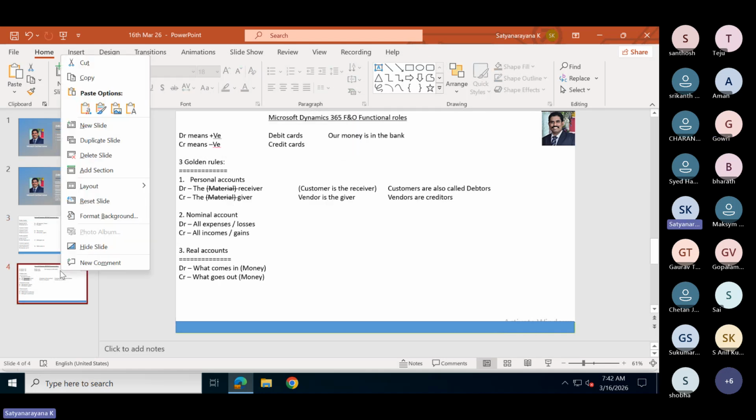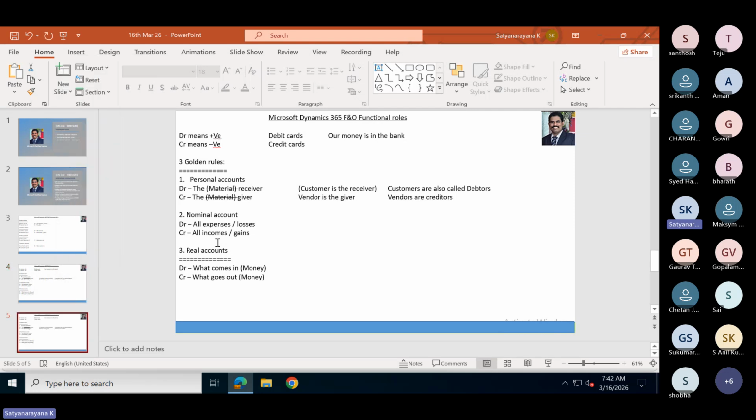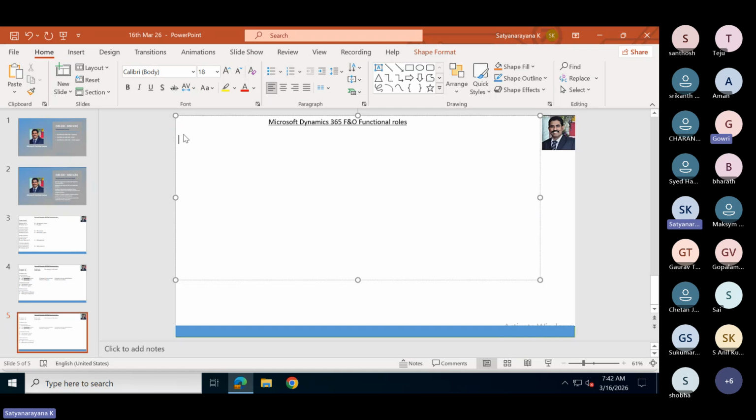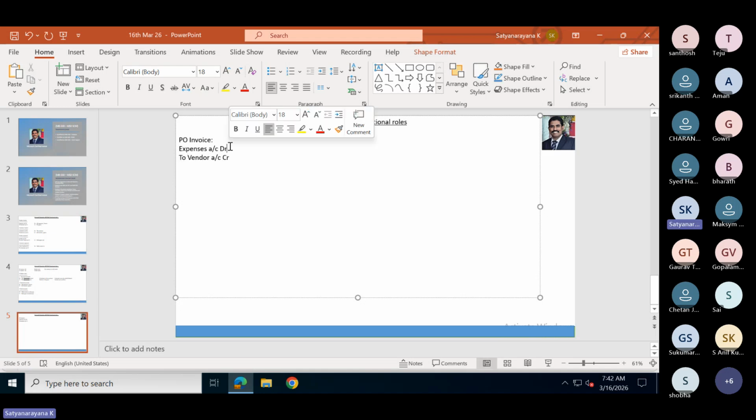Let me explain now, because you are asking. Let me discuss first. If it is a purchase order invoice, first I'm coming to inventory. So here also expense account debit to vendor account credit. The same rule applied. Am I right? But this expense is converted into inventory.